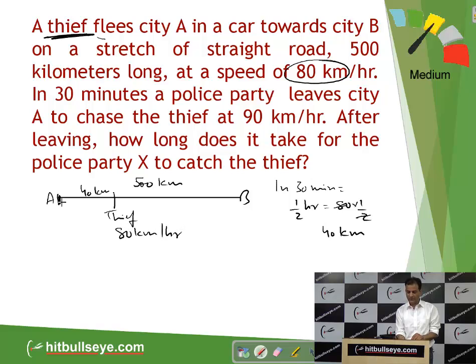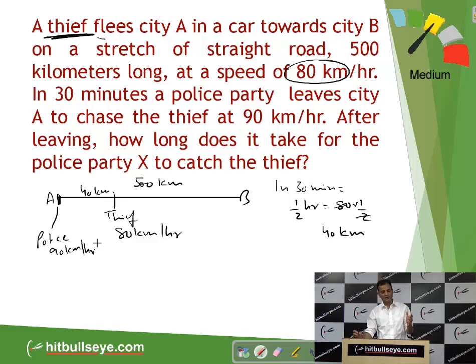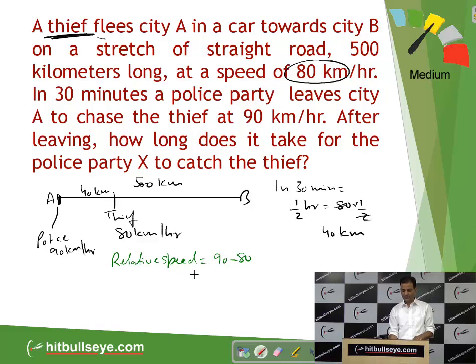And now after that, the police party chases the thief with a speed of 90 kilometers per hour. Again, same question. Now the police has to cover this 40 kilometer distance, and the chasing is in the same direction. So that means the relative speed of thief and police will be the difference of both the speeds. 90 minus 80 will be 10 km per hour.